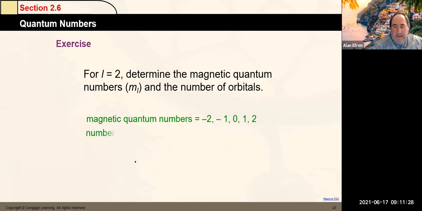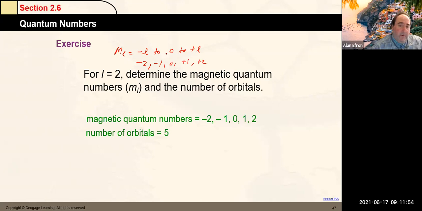And I think we probably hit this one as well along the way. For an L value of 2, determine the M sub L. Remember that M sub L runs from -L to 0 to +L. That means we would run from -2, again whole numbers here, -1, 0, +1, and +2. This represents our 5d orbitals, and really their orientation in three-dimensional space.